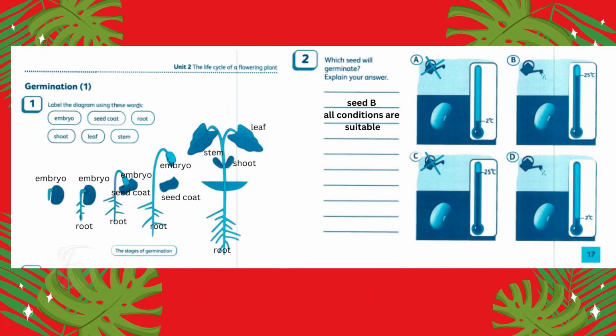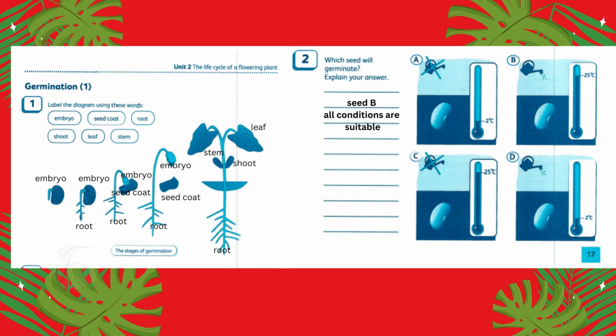Now, germination. Number one, label the diagram using these words: embryo, seed coat, roots, shoot, leaf, stem. I have labeled it for you, just check it. Number two, which seed will germinate? Explain your answer. You can see there are four diagrams: A, no water; B, 25 degrees centigrade temperature and water is available; and C, no water, temperature is 25; and D, water is available but temperature is 2 degrees centigrade.